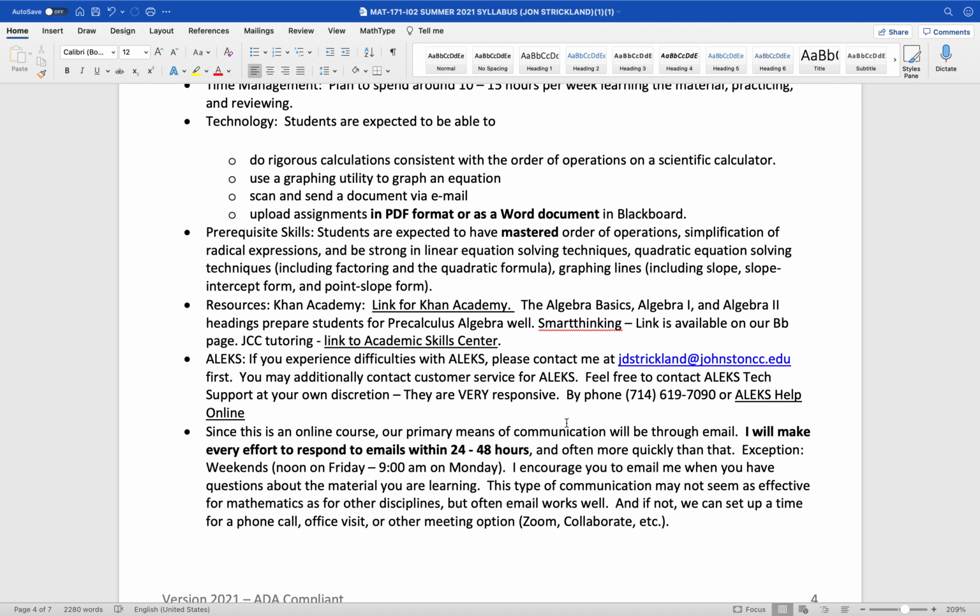Also, if there's an overnight emergency or something over the weekend, you can contact ALEKS Tech Support. This is their phone number, and you also have the link to the ALEKS Help online.